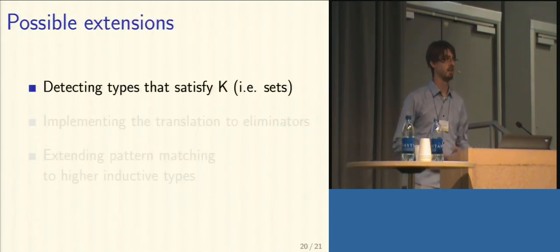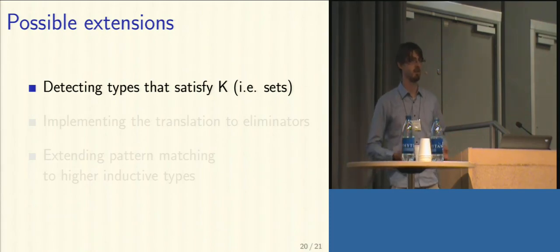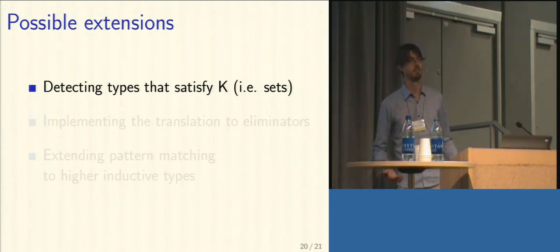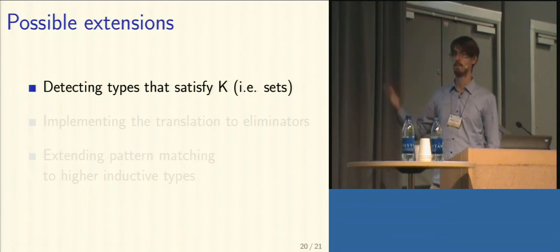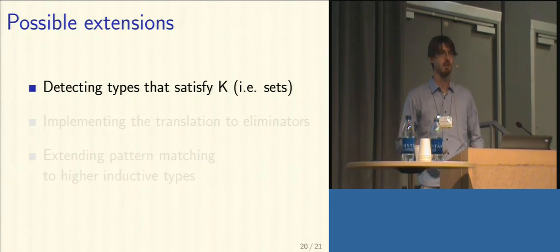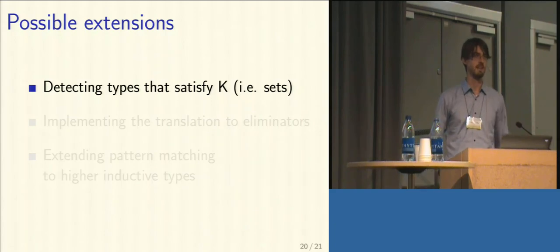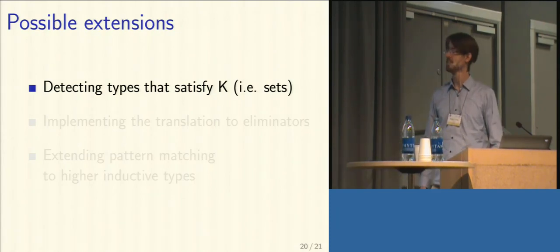So, a few possibilities for future work. Extending this criterion to be more liberal, allowing more good definitions. Right now it's still a little conservative. One possibility would be to try types that actually satisfy this K axiom, for example, natural numbers. Well, there are no non-trivial proofs that 2 equals 2. Clearly, we should be allowed to delete an equation of 2 equals 2. Right now, this is not the case.